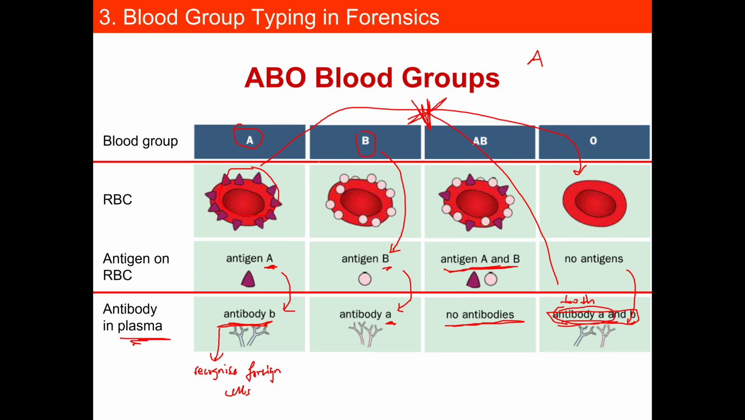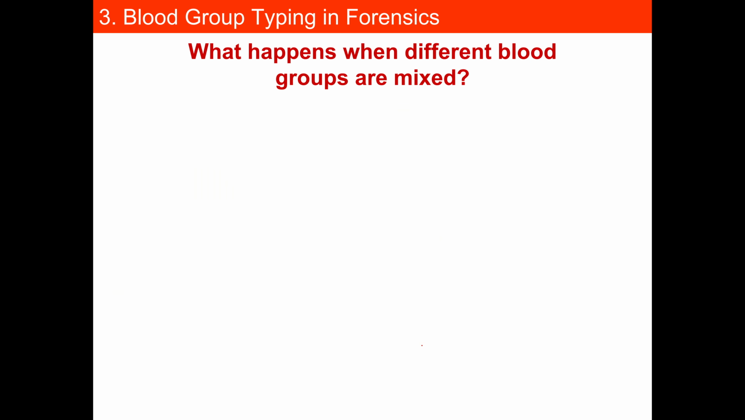Okay, so I will recognize the blood group A, and I will destroy the cell. So this is a protective mechanism to prevent foreign blood from invading into the system. Okay, so now what happens when different blood groups are mixed? So we have touched a bit on that previously.